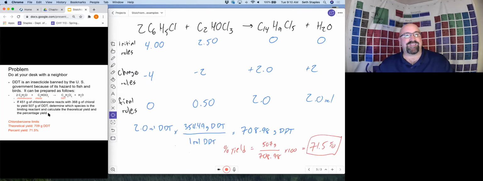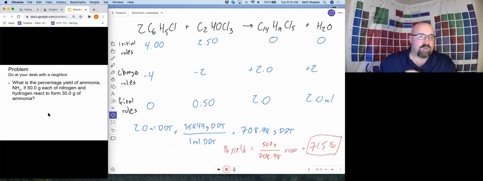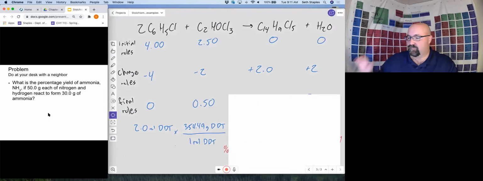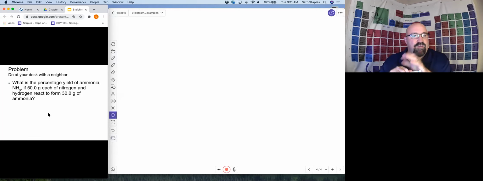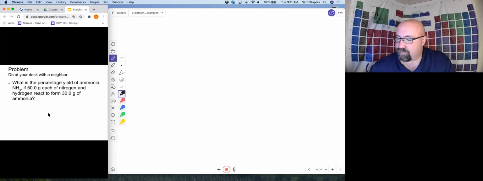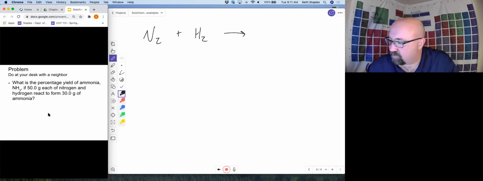And so let's look at the last example that was given in lecture. We want to know the percent yield of ammonia, NH3, if 50 grams of nitrogen and 50 grams of hydrogen react to form 30 grams of ammonia. First step, we need our balanced chemical equation. And so we're told that nitrogen and hydrogen react. We have to remember that both of those are diatomics. So N2 plus H2 react to form our ammonia, NH3.